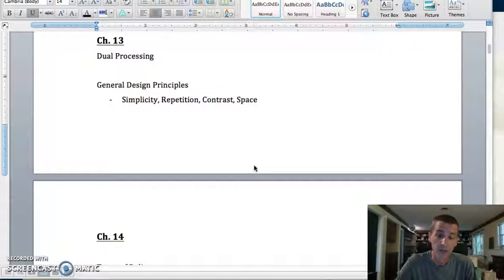Then the general design principles. There's 4 of them: simplicity, repetition, contrast, and space. Simplicity means one idea per visual. Repetition means using the same fonts, colors throughout. Contrast means adding visual interest with color and formatting. And space means dividing your slide up and organizing the slide appropriately. This is also where you would utilize the rule of thirds.